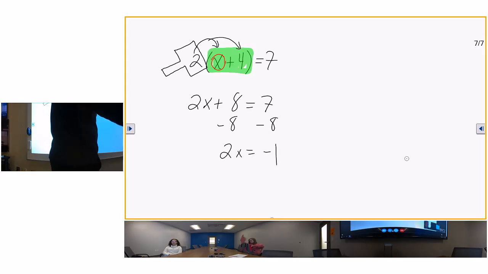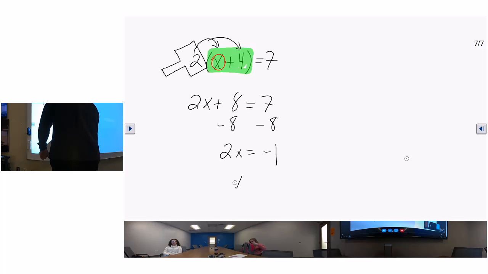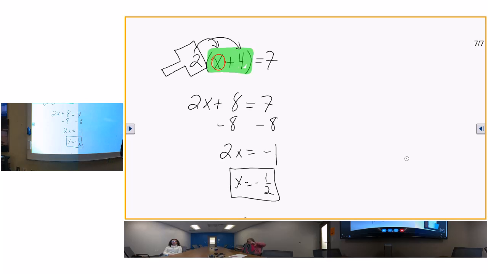What time is it? 1:10, we got 5 minutes. Okay. And that's the distributive law.